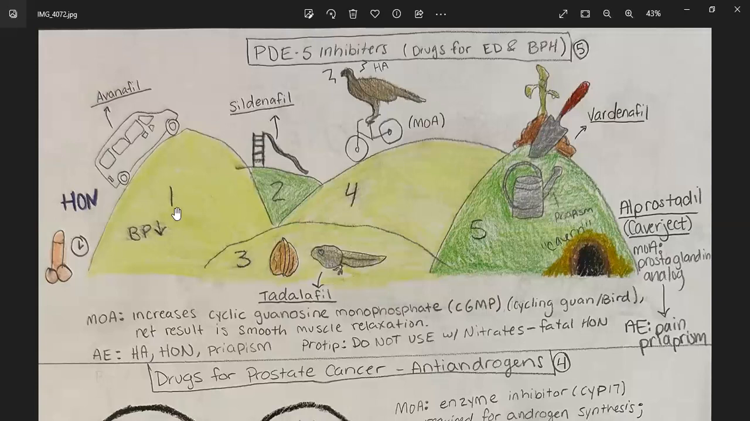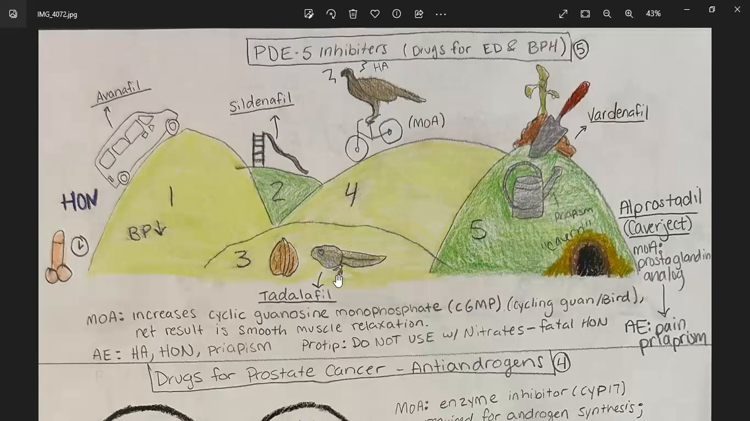So again, PDE5 inhibitor, 1, 2, 3, 4, 5 hills, and it increases cyclic guanosine monophosphate. This is a bird. It's called a crested guan, and it's riding on a bicycle. So that's your cyclic guanosine. Anyway, if you are giving this drug for the BPH, benign prostatic hypertrophy, you're going to give it in a smaller dose. So like 5 milligrams daily.